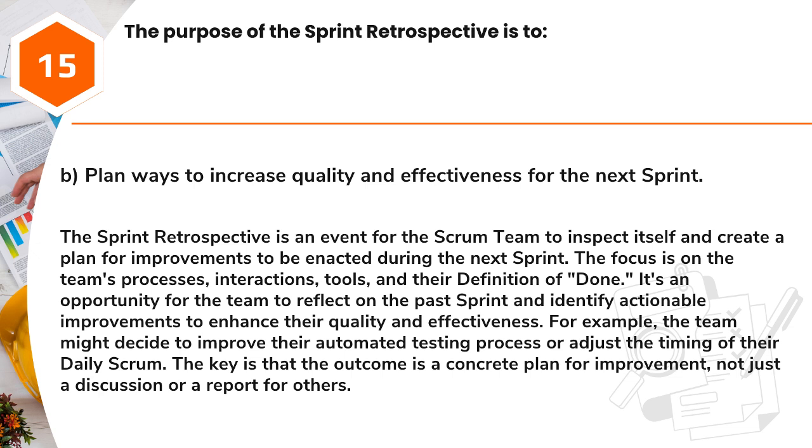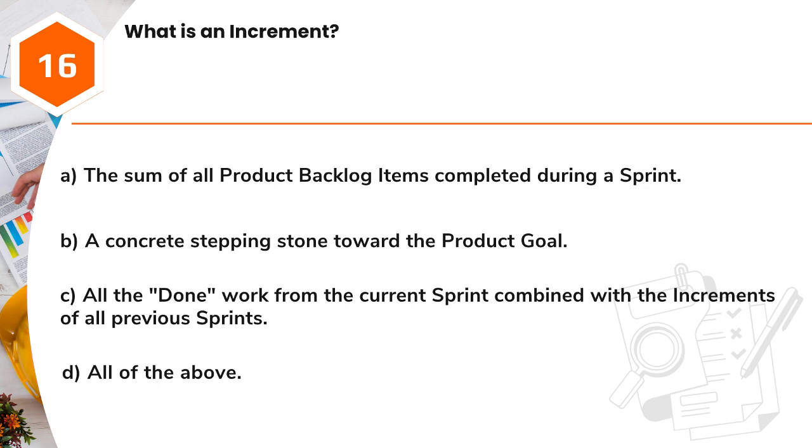It's an opportunity for the team to reflect on the past sprint and identify actionable improvements to enhance their quality and effectiveness. For example, the team might decide to improve their automated testing process or adjust the timing of their daily Scrum. The key is that the outcome is a concrete plan for improvement, not just a discussion or a report for others.